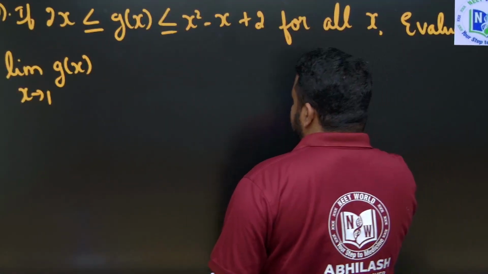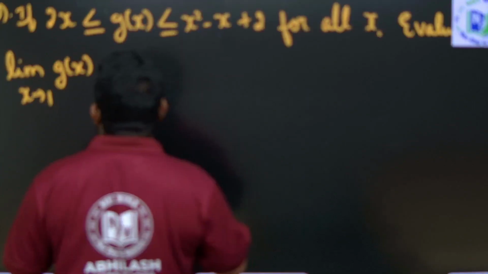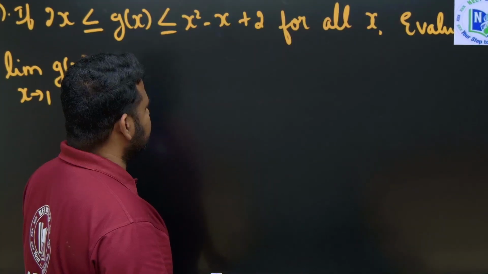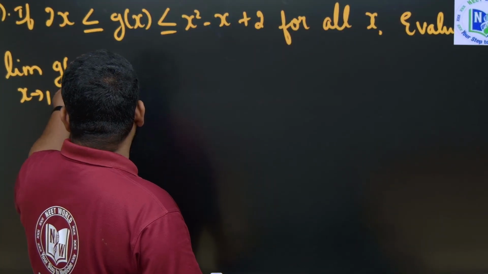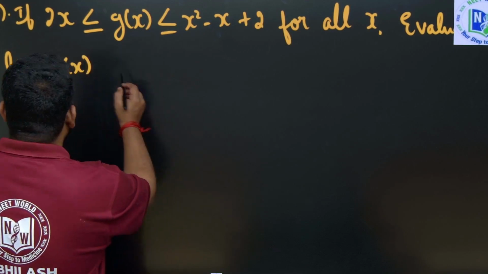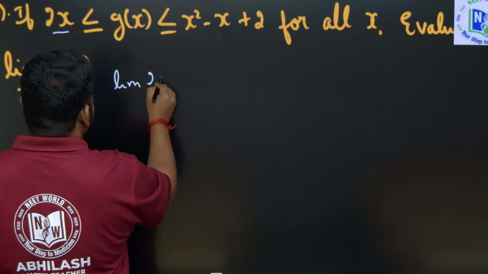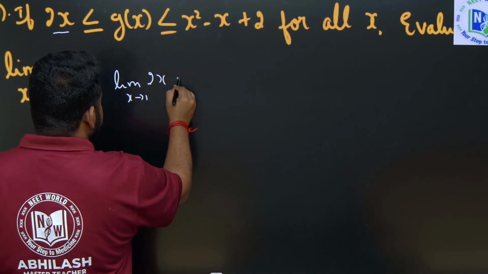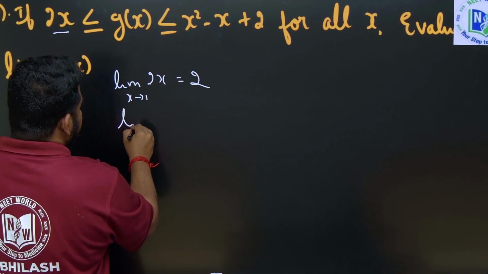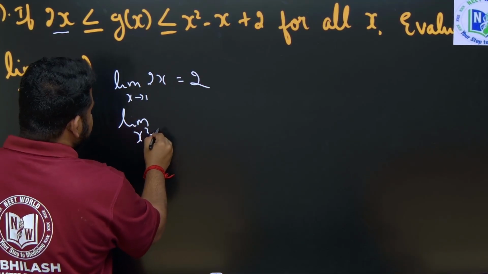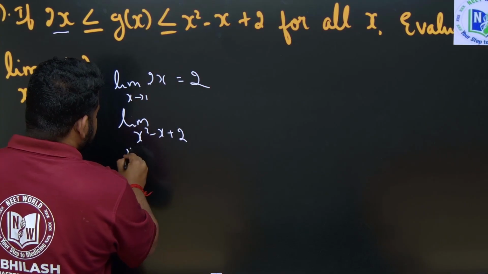You will understand. So here they have given, if 2x is less than or equal to g of x, less than or equal to x square minus x plus 2 for all x, evaluate limit g of x as x tends to 1. Okay, first let us find this one. Limit 2x as x tends to 1. This is nothing but we will get it as 2. Limit x square minus x plus 2 as x tends to 1.